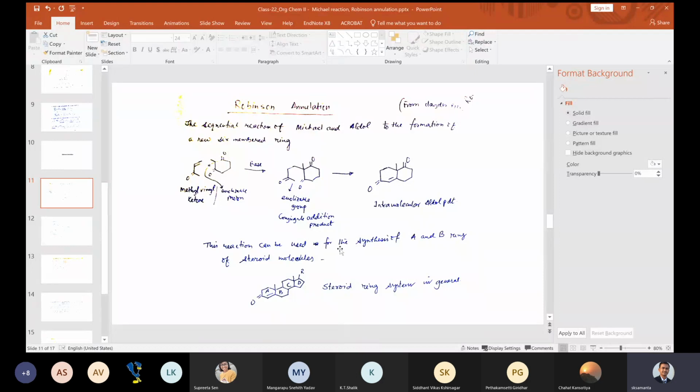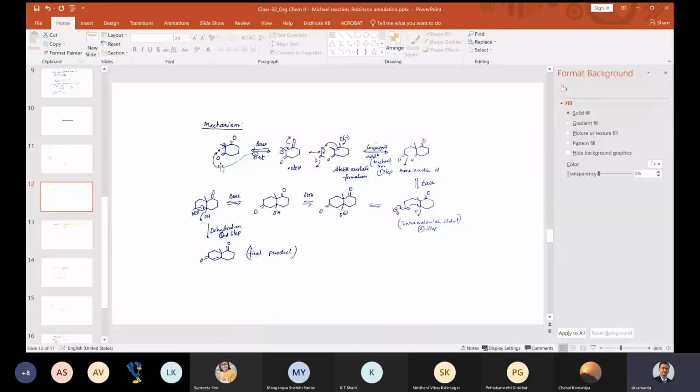This reaction is used for the synthesis of A and B. Sorry, I said B and C. This is basically the A and B ring of the steroid molecules, and that is why this reaction is very, very important. Let's see some examples, and then you will understand. First let's see the mechanism of this, then we will see the examples.